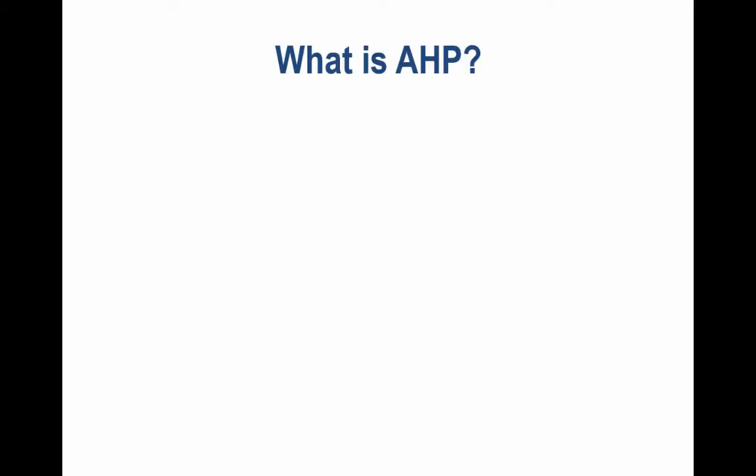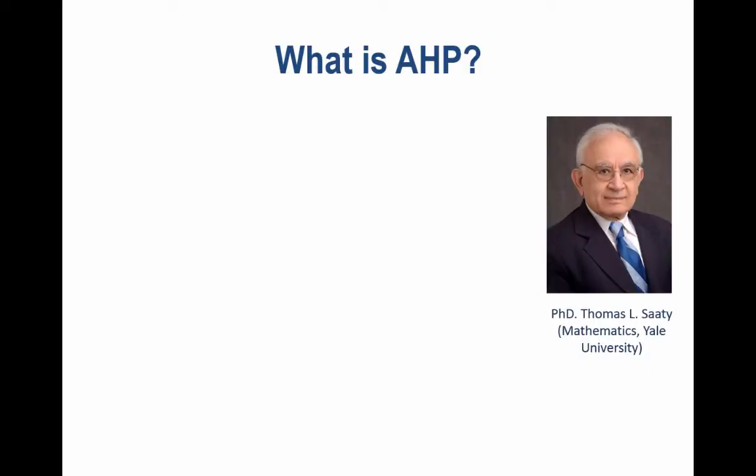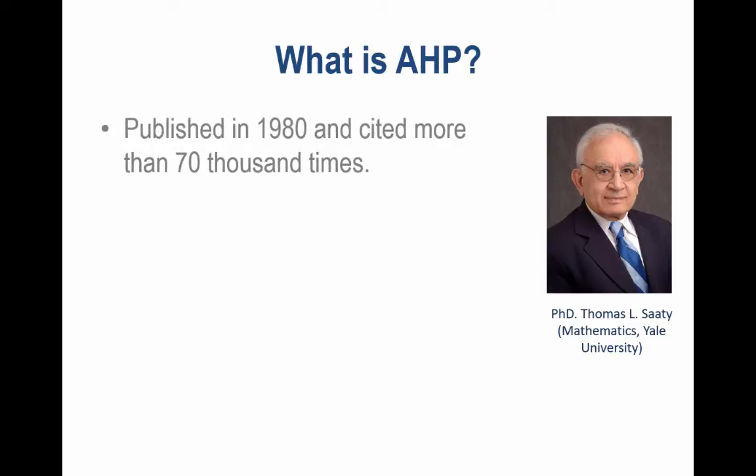Well, back in 1980, Professor Saaty, who has a PhD in mathematics from Yale University and now teaches business analytics and operations at the Joseph M. Katz Graduate School of Business at the University of Pittsburgh, elaborated the analytic hierarchy process based on psychological and mathematical principles. His work is well recognized, and the original piece, published in 1980, was later translated into several languages. Professor Saaty's work has been cited more than 70,000 times by other researchers.